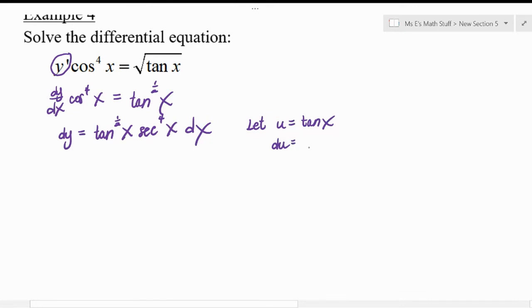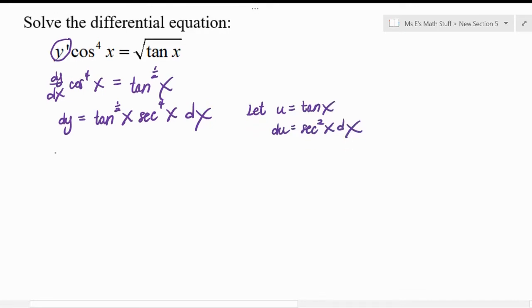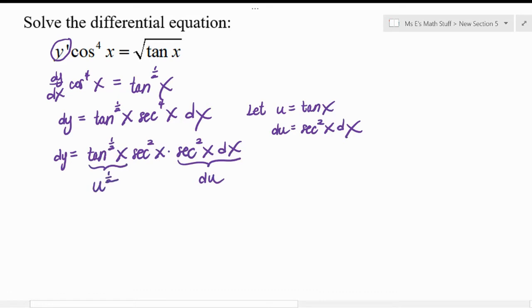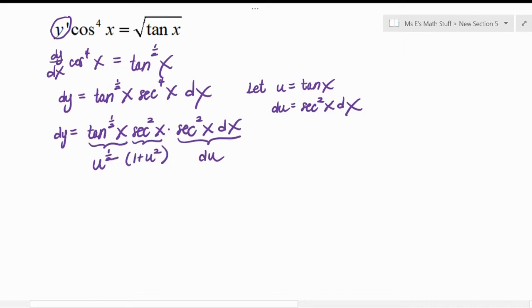Derivative of tangent is secant squared x. Hopefully you're up to date with your formulas, or this has probably been a bit painful for you. Okay, secant to the 4th, I now see that I need to split that up as secant squared times secant squared. Always reserving my du off to the end. So replacing that, this would be u to the 1/2. And then secant squared is equal to 1 plus tangent squared, or 1 plus u squared.